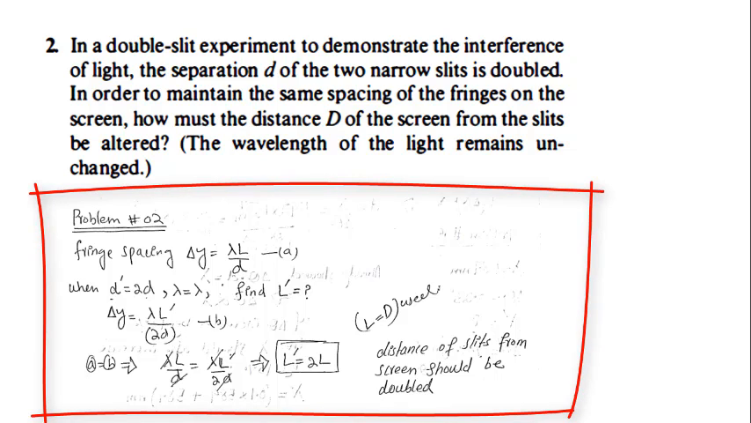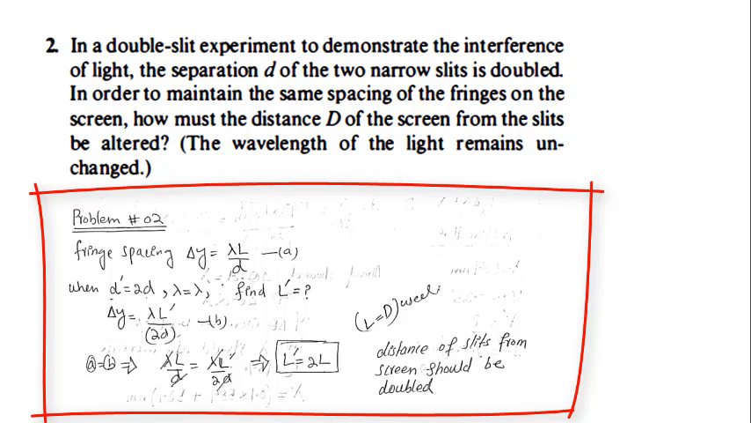So look here, fringe spacing is given by this relation, delta y is equal to lambda L by d. Now this slit separation d is changed to 2d. So now the new slit separation is d dash equal to 2d, while lambda remains the same. We are asked to find this. We have found a relation for the fringe spacing, given by delta y is equal to lambda L by d, where L is the slit screen separation. In the question this is basically D, so you should consider it equivalent to L, and d is the slit separation.